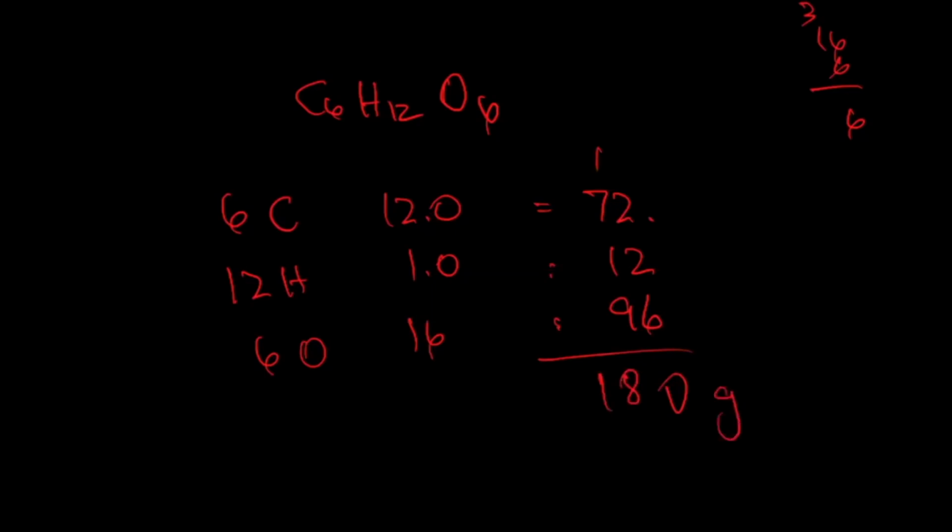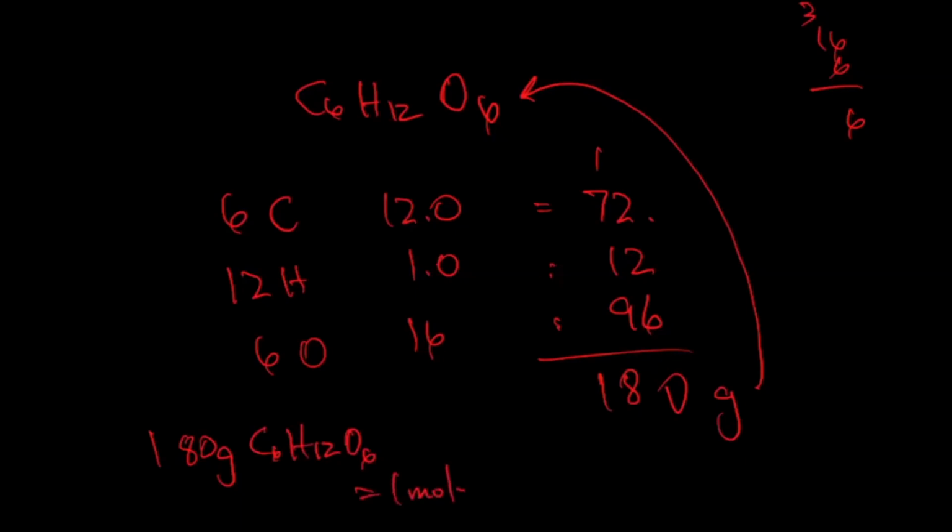180 grams of glucose represents 1 mole. 180 grams of C6H12O6 equals 1 mole equals 6.02 times 10 to the 23rd glucose molecules. Okay, that's how you figure out the atomic weight or the molar mass of a chemical. You sum the mass of the individual atoms that make up that chemical.